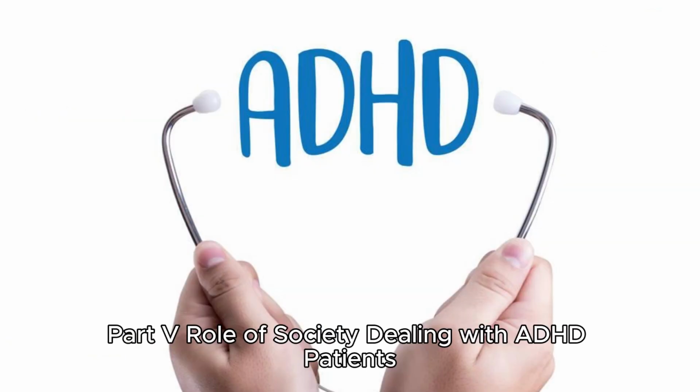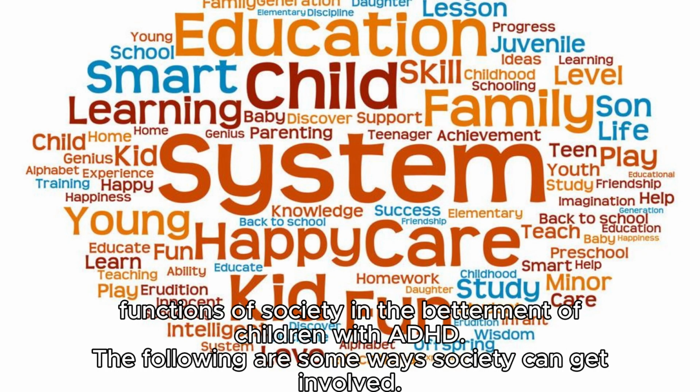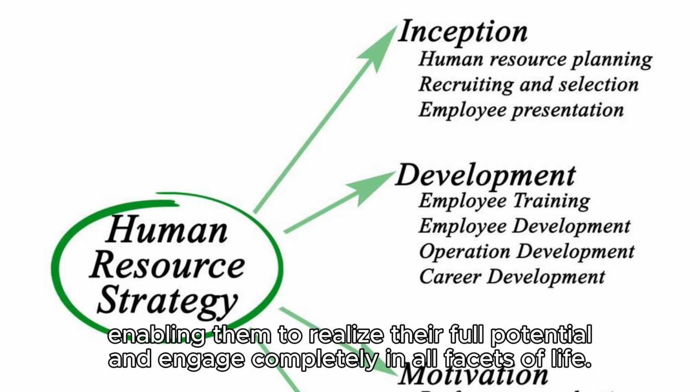Part V. Role of society dealing with ADHD patients. The promotion of awareness, provision of assistance, and creation of inclusive environments are critical. Functions of society in the betterment of children with ADHD. The following are some ways society can get involved. By adopting these strategies, society may actively help foster a welcoming and encouraging atmosphere for kids with ADHD, enabling them to realize their full potential and engage completely in all facets of life.